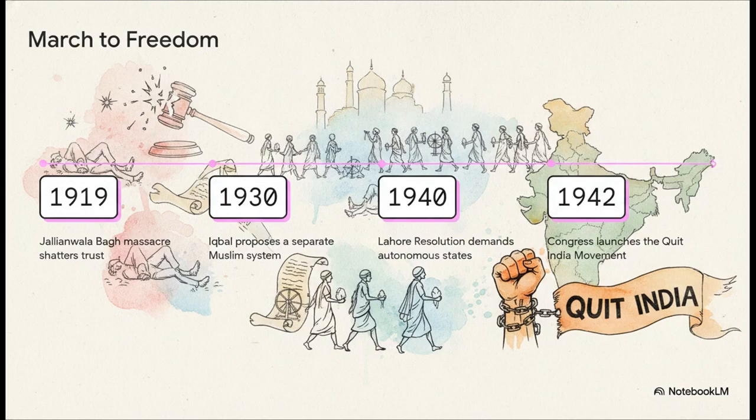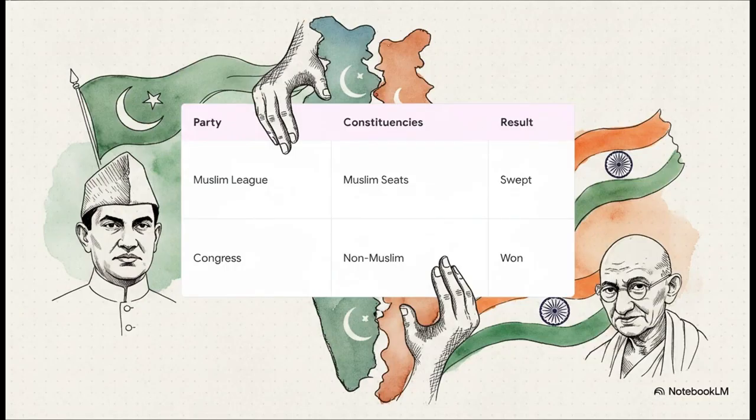Meanwhile, political thought was also evolving rapidly. In 1930, Allama Iqbal first proposed the idea of a separate political system for Muslim-majority areas. By 1940, the Muslim League under Muhammad Ali Jinnah passed the Lahore Resolution, officially demanding autonomous states. And then, in 1942, the Congress launched the massive Quit India movement, basically telling the British that their time was definitively up.